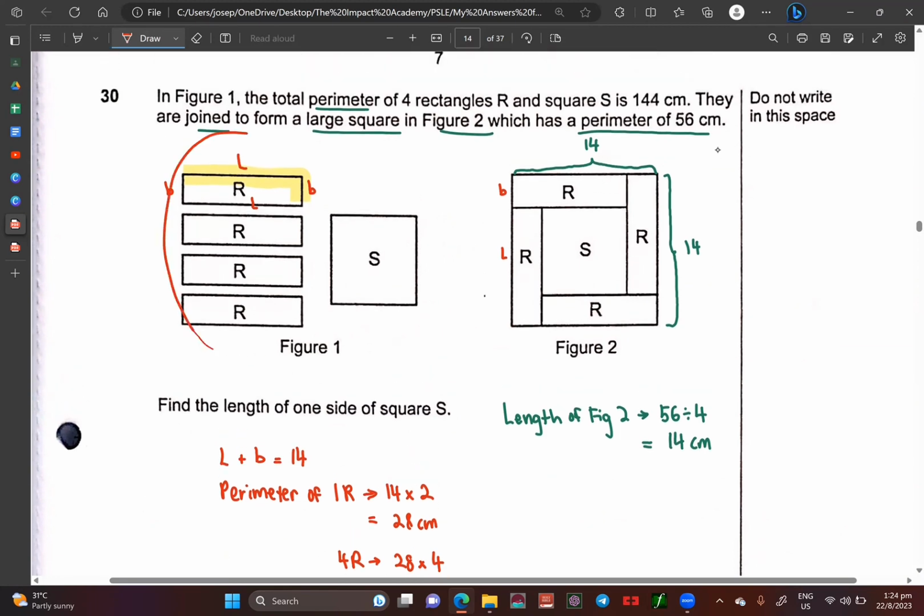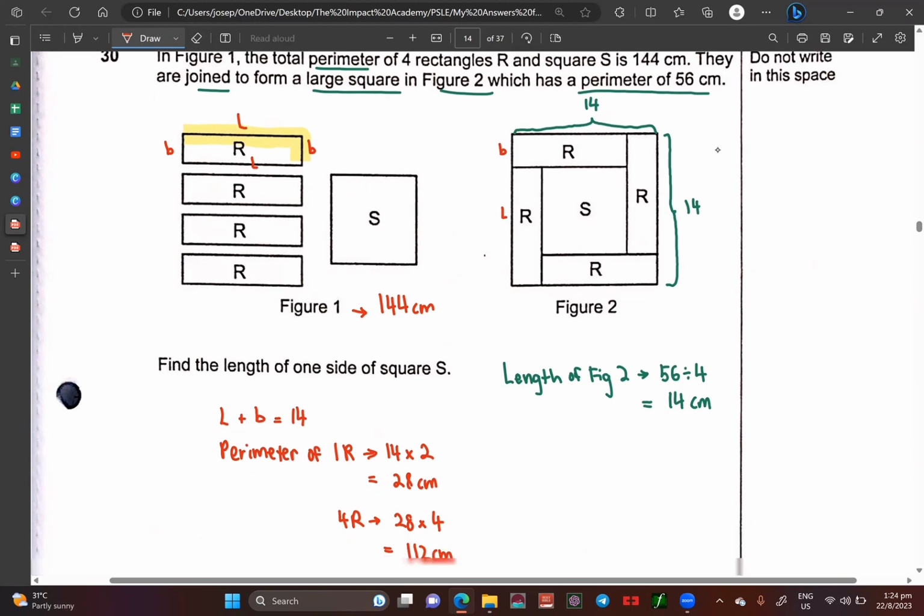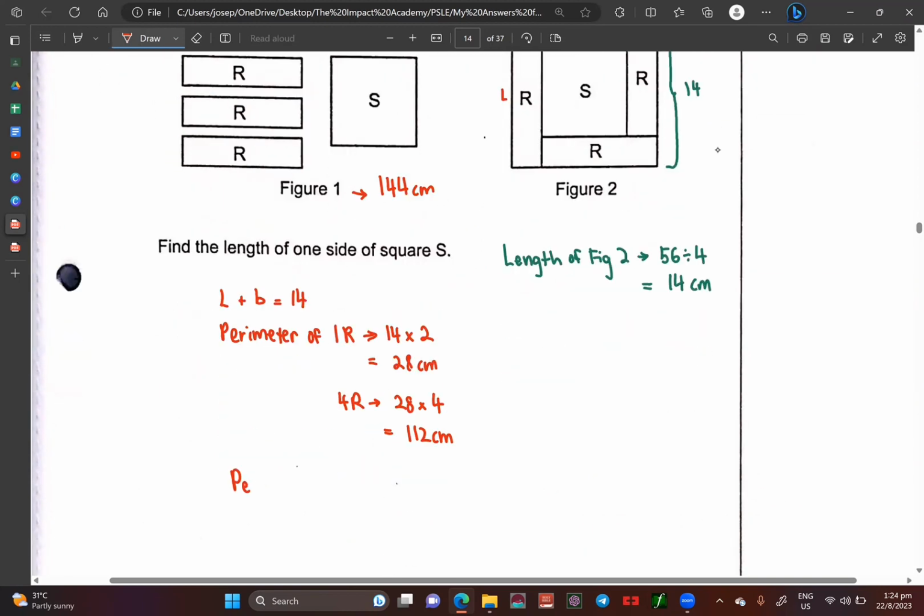112 cm is everything over here, okay? And since I know that figure 1 has a perimeter of 144 cm, I can confidently find the perimeter of S. How do I go about that? I just simply have to do 144 minus 112. When I do 144 minus 112, I get 32. Now, this 32 cm is the perimeter of S.